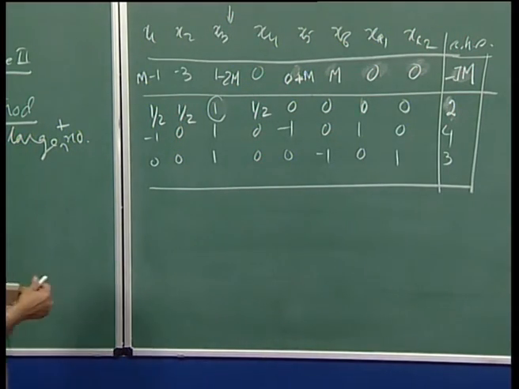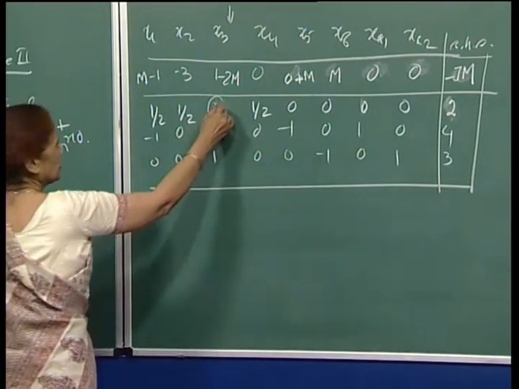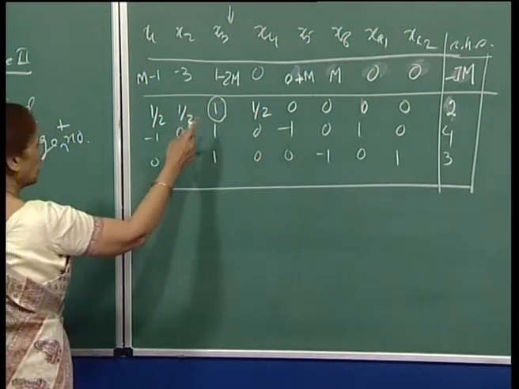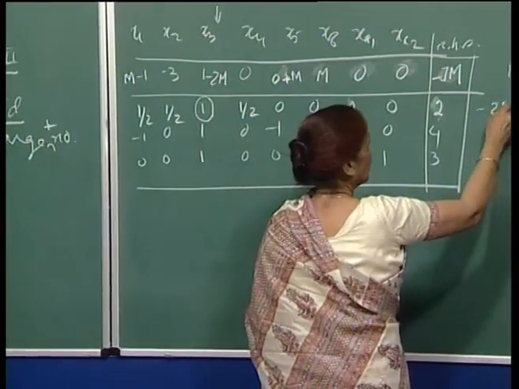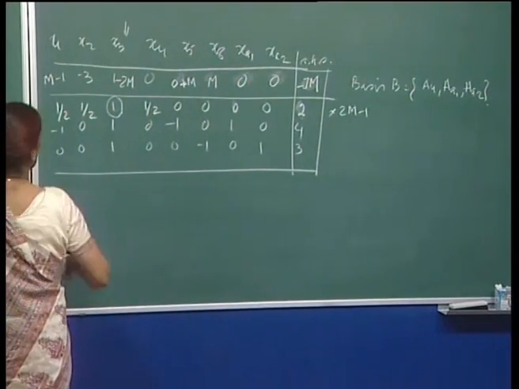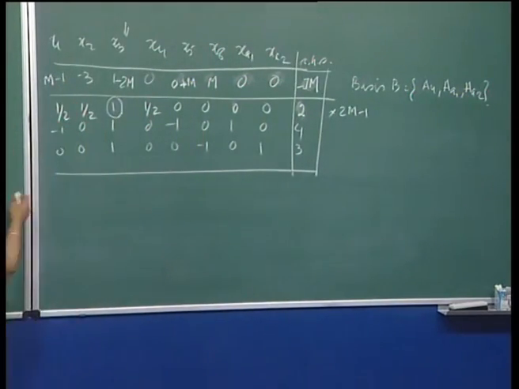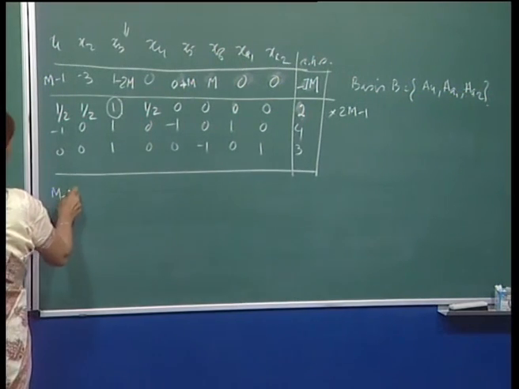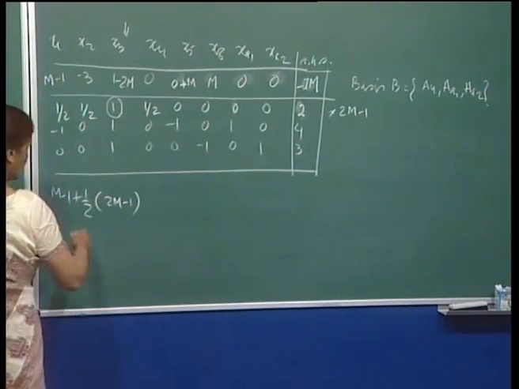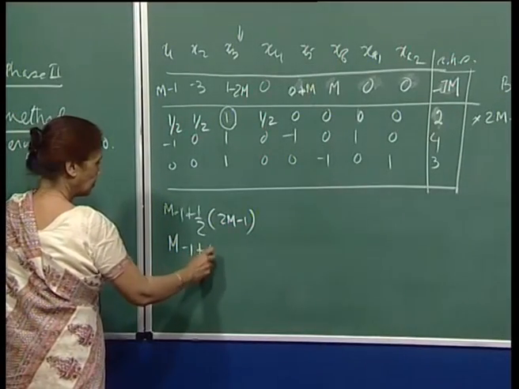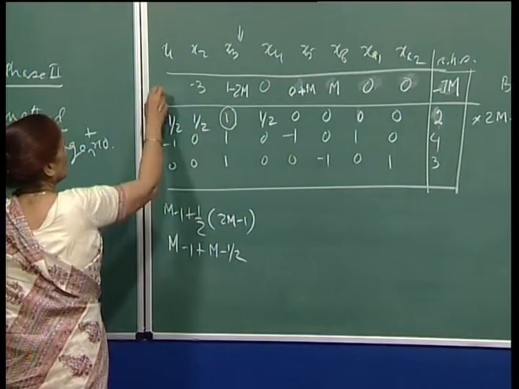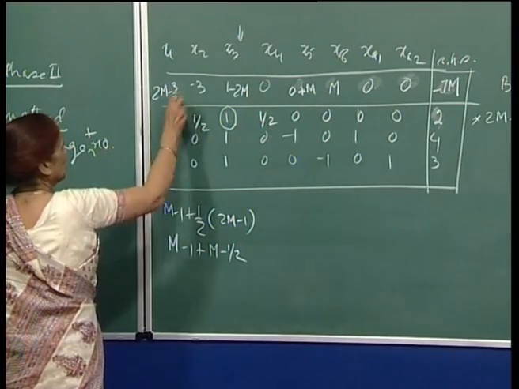Then the idea is that you have to actually multiply this by 1 minus 2M and then subtract. Okay. So, let us quickly do it. Yeah, it is going to take a lot of time, but essentially you are multiplying this row by 2M minus 1 and adding. So, what will this coefficient be? I will do the computations here. So, this is M minus 1 plus half times 2M minus 1. So, this becomes M minus 1 plus M minus half. So, 2M minus 3 by 2.